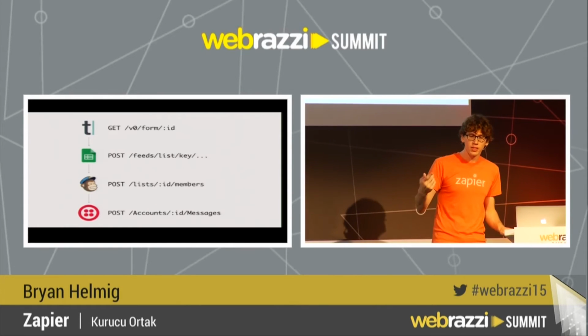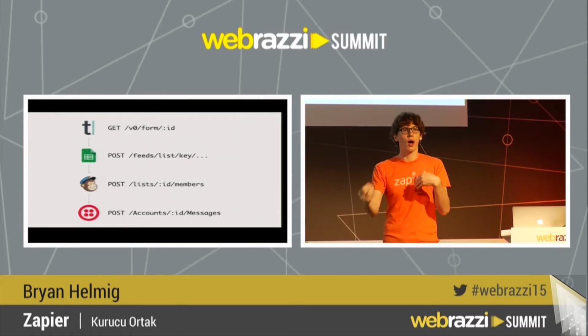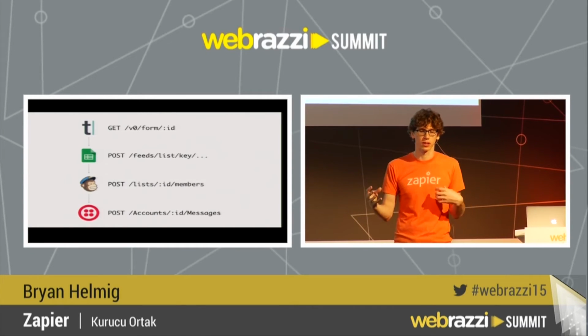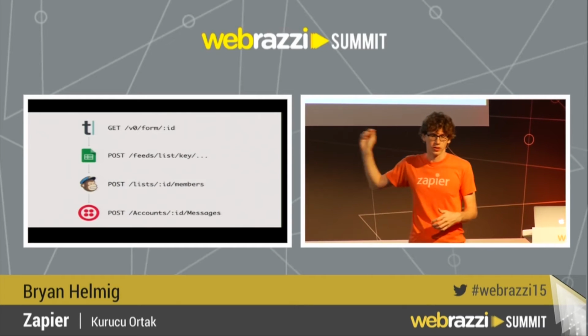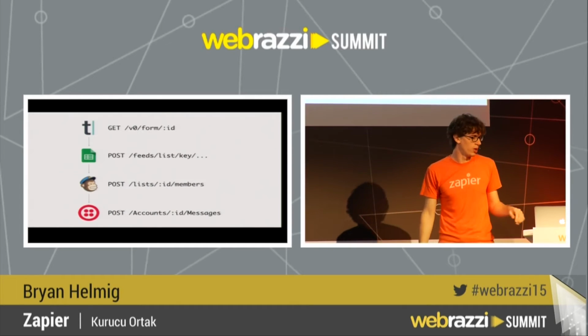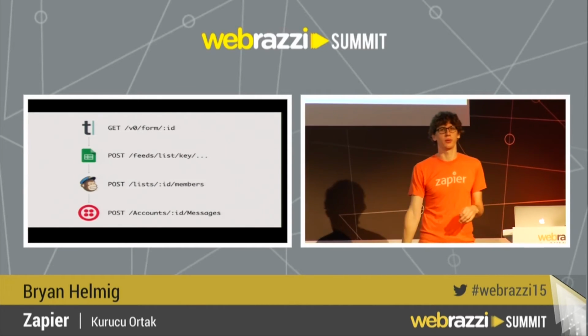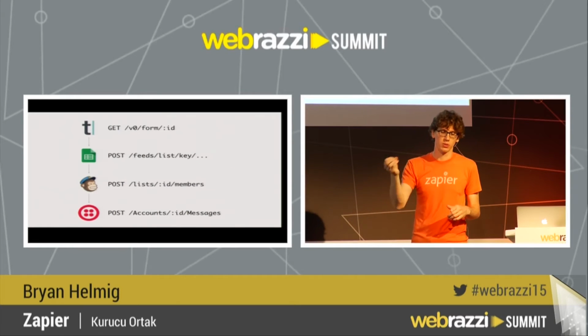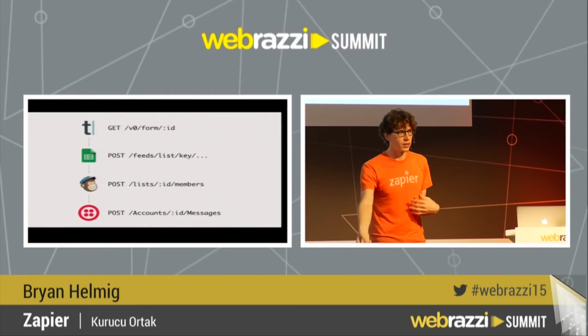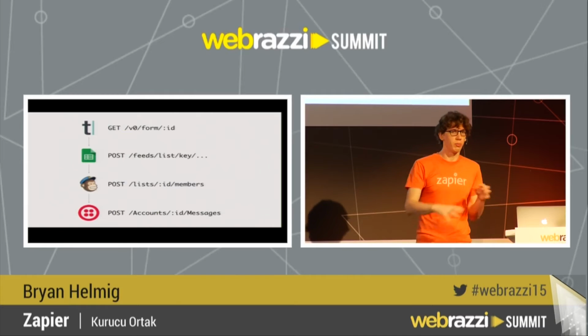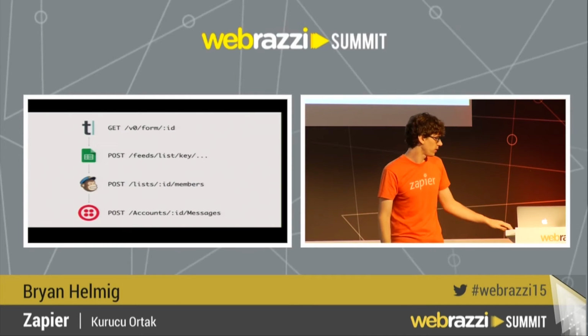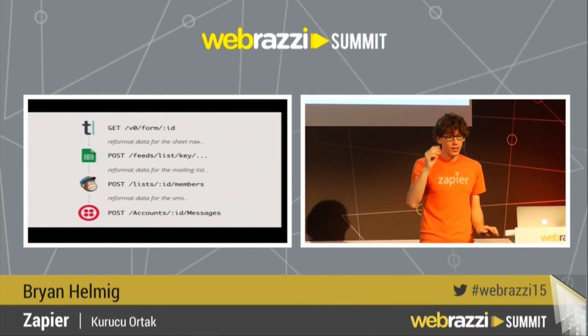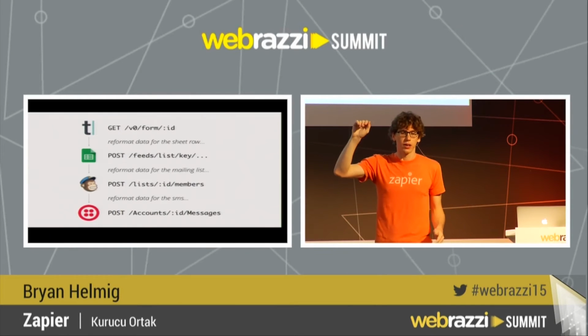But behind the scenes, it's pretty complicated. You have to know about all these different APIs. You have to be able to connect them all together. For example, this is just some snippets. You would get the data from Typeform, you would post that to Sheets, and then you would post that to MailChimp, and then finally post that to Twilio. But you have to do all of these particular things. And that's not even it. The mountain goes even further.